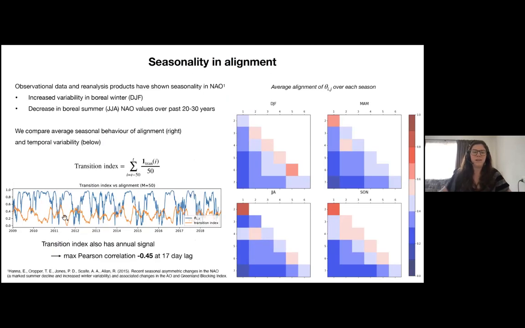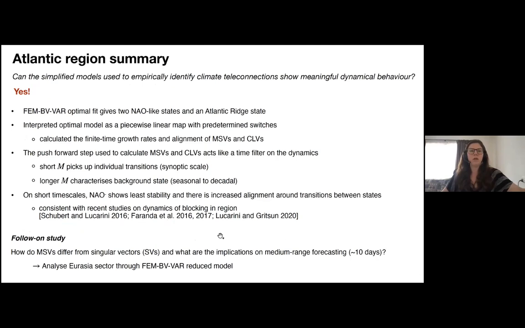The lower the alignment, the more transitions that occur in the model. So there seems to be this opposite behavior there. Okay, so I'll just push on a bit because I don't want to waste too much time on the summary, and I'd like to get onto the new study.